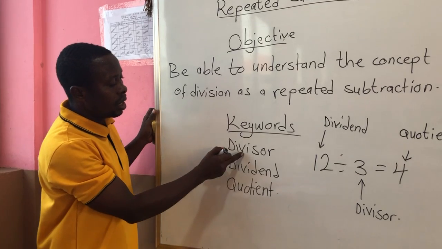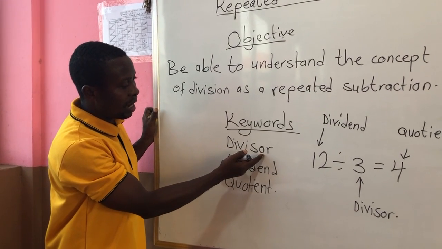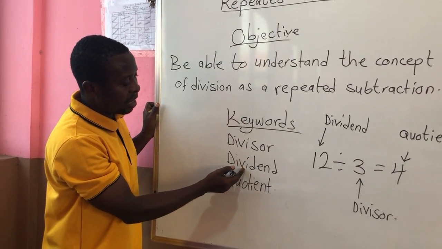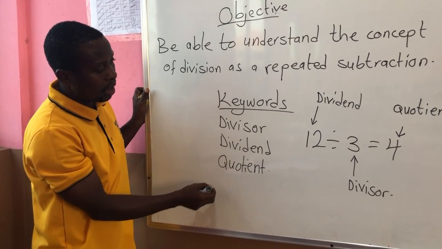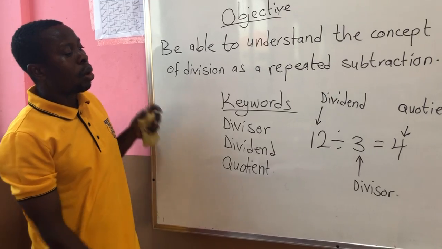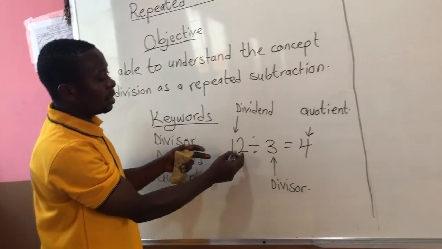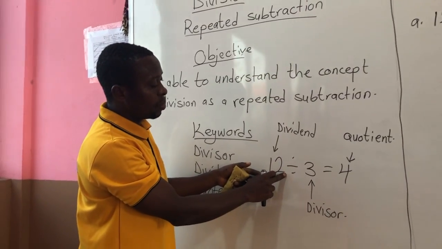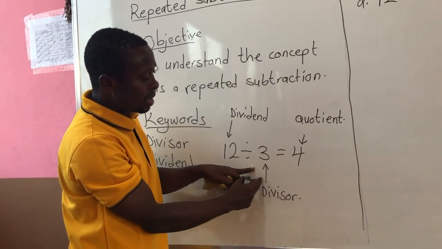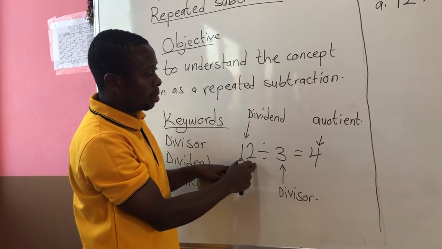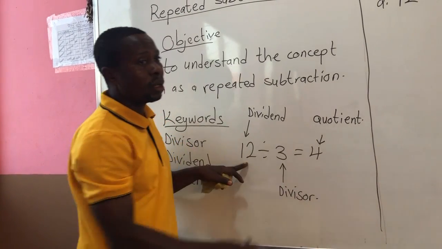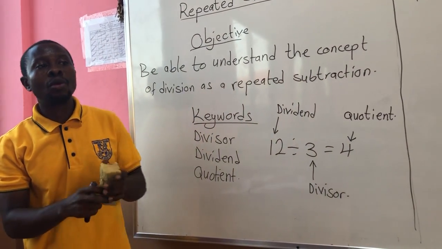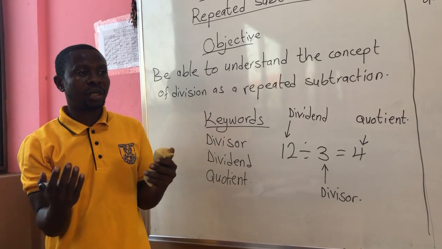Now we have divisor, we have dividend, and we have quotient. The dividend is the number we are dividing, and the divisor is the number that is dividing. The answer we get after dividing is the quotient.